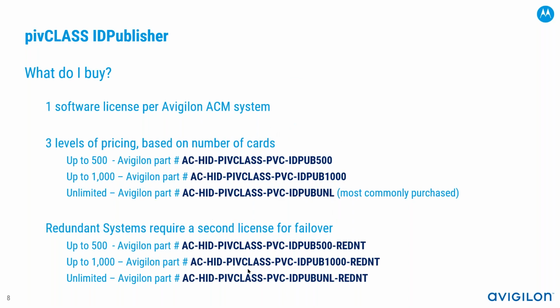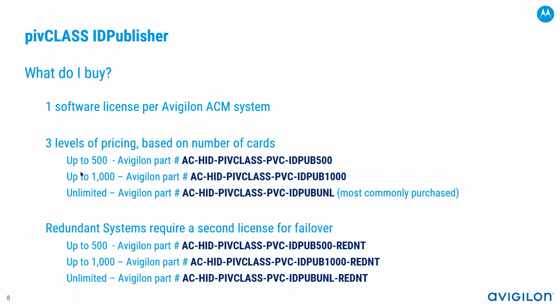All right. ID publisher, how to buy it. A couple of things you need. So one, if you need it, right? If this agency has a database and they want just to sync that information into ACM, then you need one copy of that. And there are a couple of different levels in here. So this is where you need to work with the end user to find out how many cardholders, employees they have in their database that they want to bring into ACM.